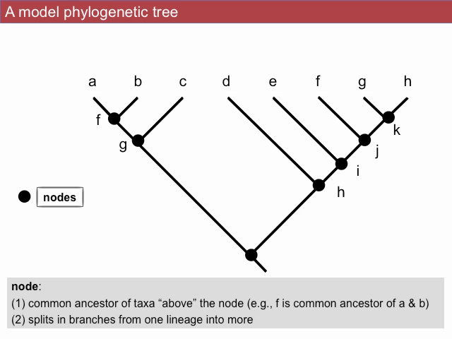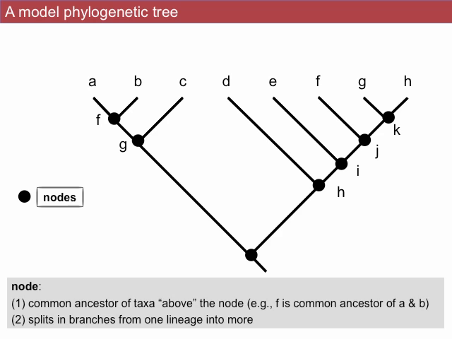And those are now represented by two branches, each getting its own branch. So coming out of a node, you have two branches emerging, and those represent the two lineages that come from a single ancestral lineage. So it's a split in the evolution of that particular lineage.